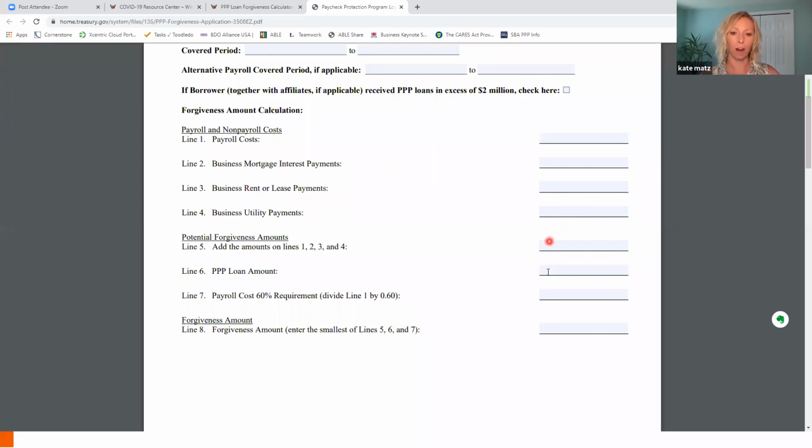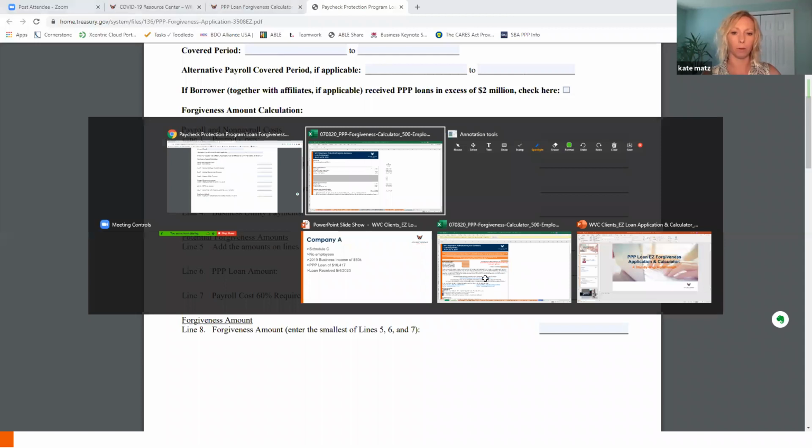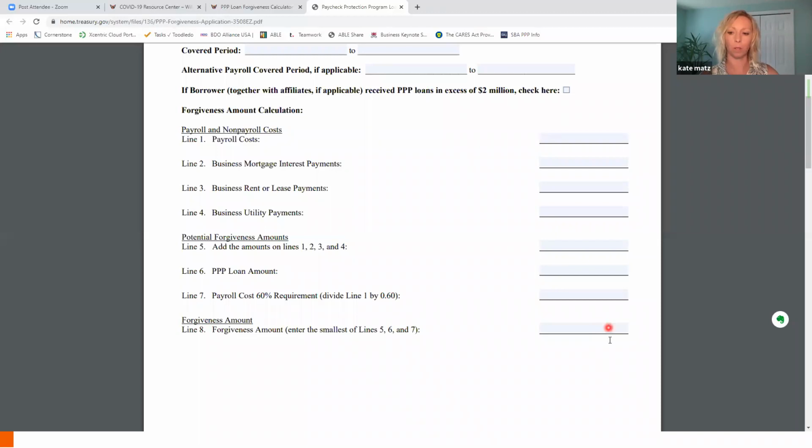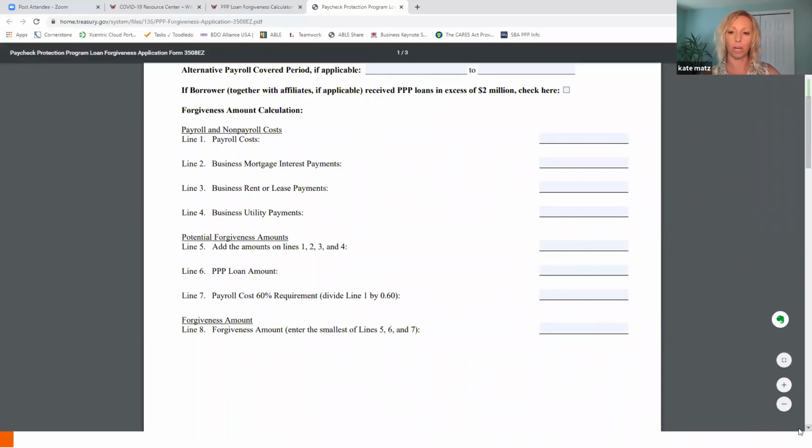Lines 5 through 7 are your potential forgiveness amounts. Again, we get those right from the calculator, lines 5 through 7 here, so carry over those amounts. And then 10,417, the lowest of those three, will go in the bottom line there. So very easy once you've gone through the thought process of working through the calculator, tracking your weekly and maybe estimating out. You've got all the numbers to fill in here.